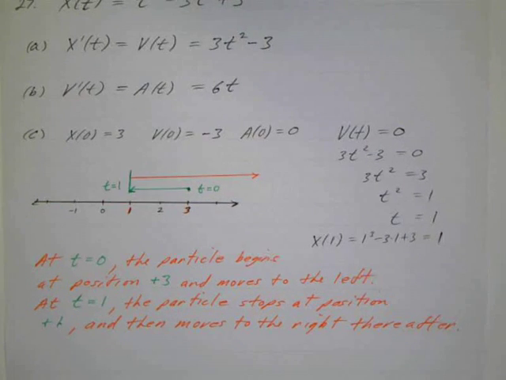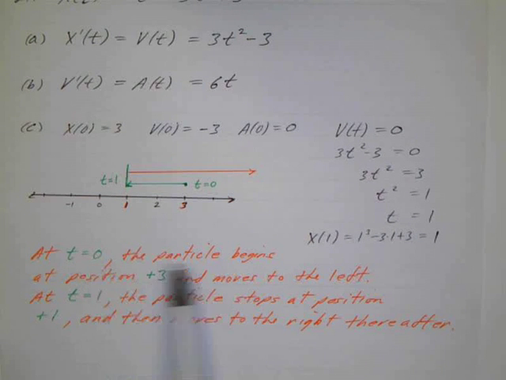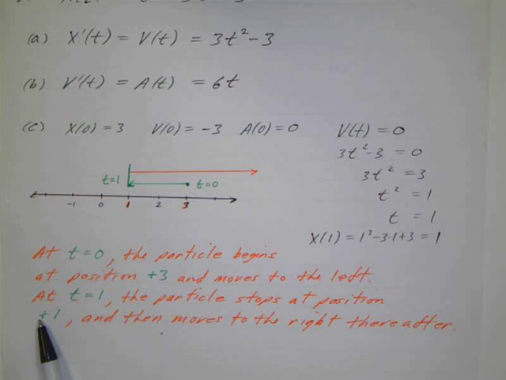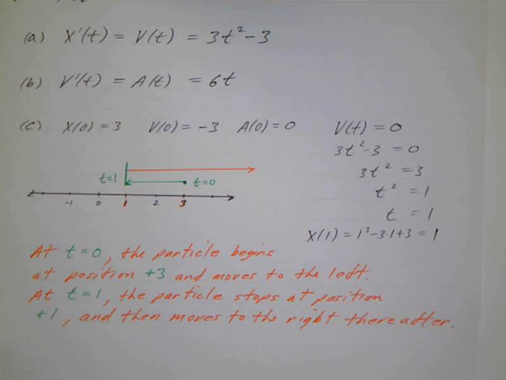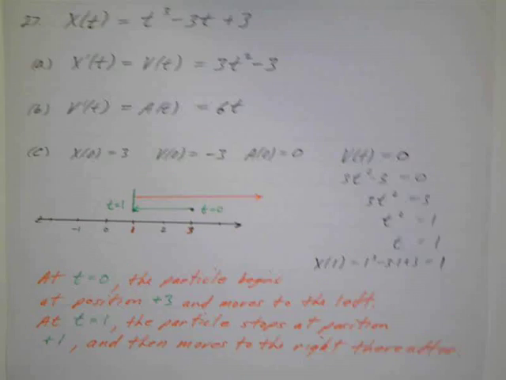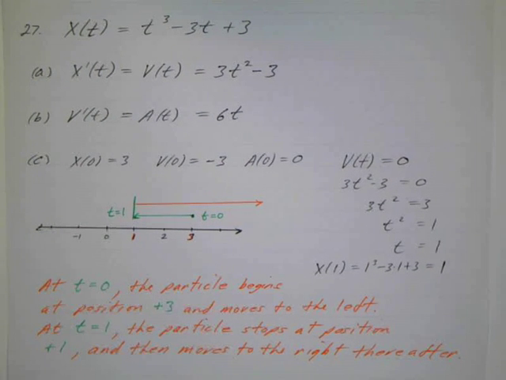So you can write over this: at t equals 0, or 0 seconds, the particle begins at position 3 units to the right, or positive 3, and moves to the left. After 1 second, or at t equals 1, the particle stops at position 1, and then moves to the right thereafter. So that describes the motion pretty well, I think. Now think about these, because they give you some good insight into the physics aspect of our calculus.